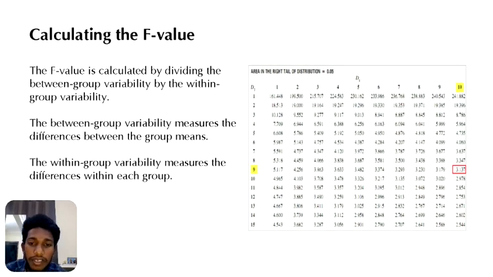Another topic, calculating the F value. The F value is calculated by dividing the between group variability by the within group variability. The between group variability measures the differences between the group means. The within group variability measures differences within each group.